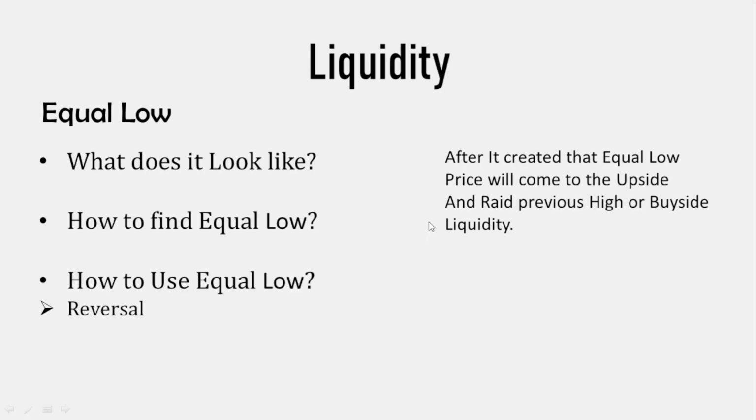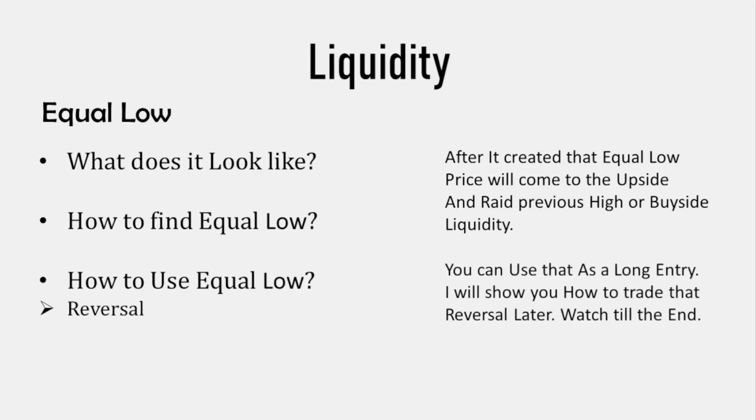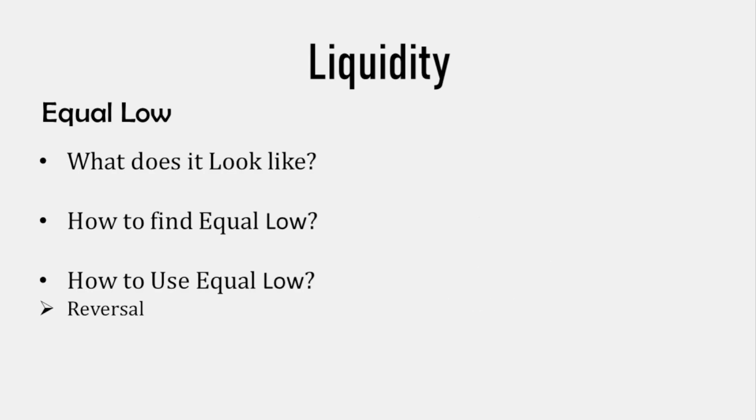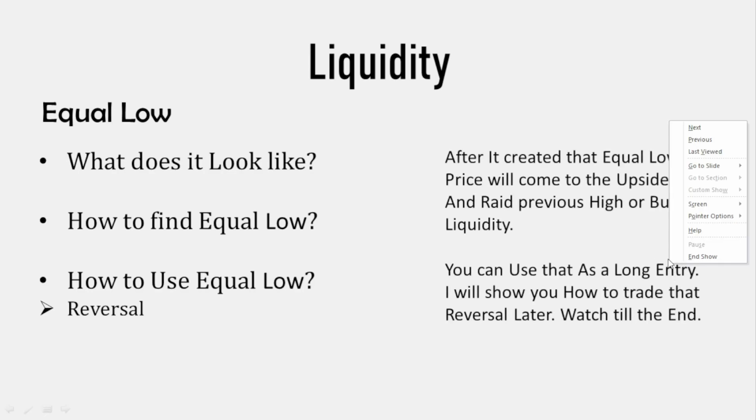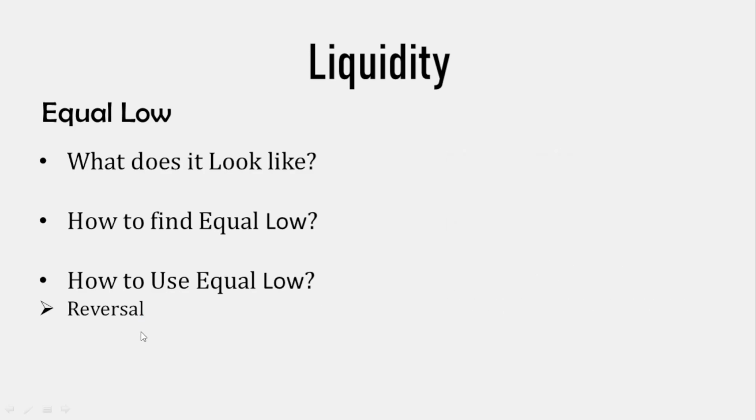How to use equal low? Reversal. Just like equal high, we can use it as a reversal. After it's created an equal low, price will come to the upside and raid the previous high or buy side liquidity. So it's going to go to the opposite side and take out that buy side liquidity that rests above. You can use that as a long entry. I will show you how to trade that reversal later. Watch till the end of the video.